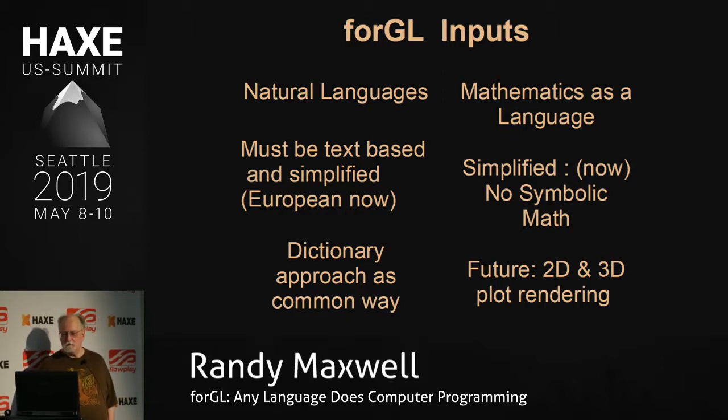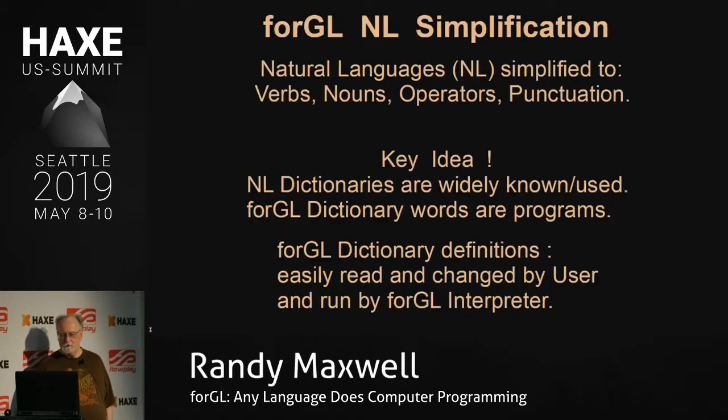So the inputs are natural languages and math. There's details in the slides. What I do that's a key idea in forGL is to simplify the natural language. So the forGL interpreter itself does not do natural language processing as it's commonly described now. What it does is it uses a simplified form of natural language. The simplified form is word definitions in a dictionary, as I showed earlier. So the whole point of using dictionaries is that you're not limited to English now. You can have your dictionary defining your words in any given language, European languages now.